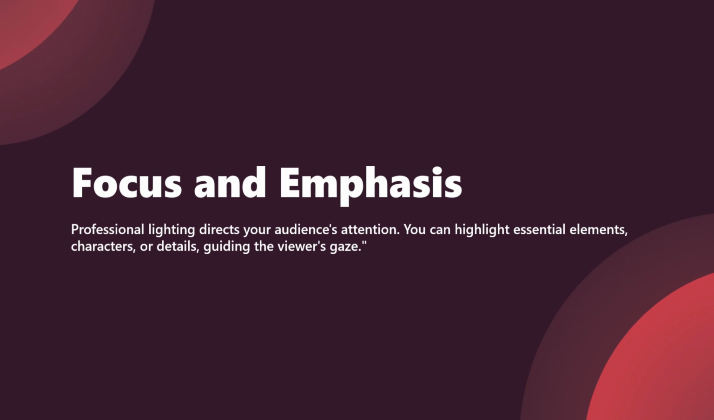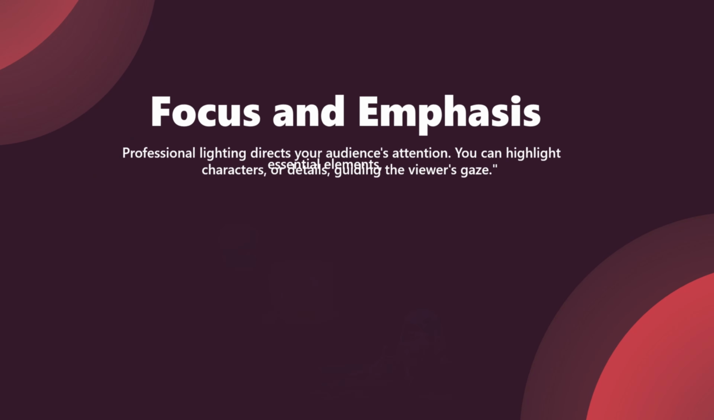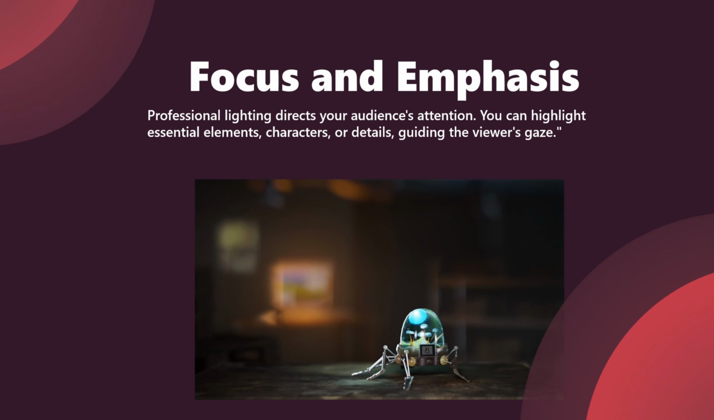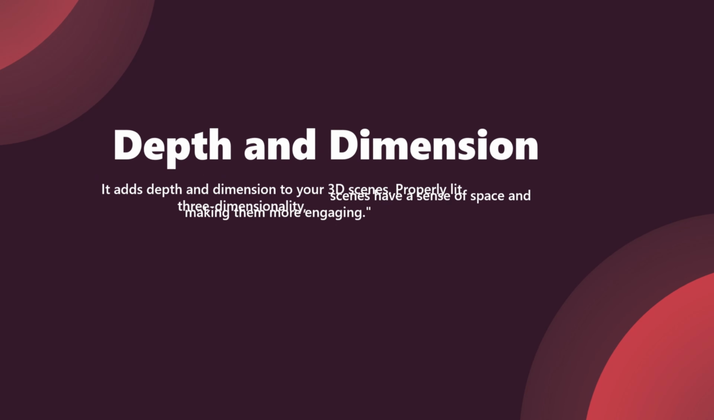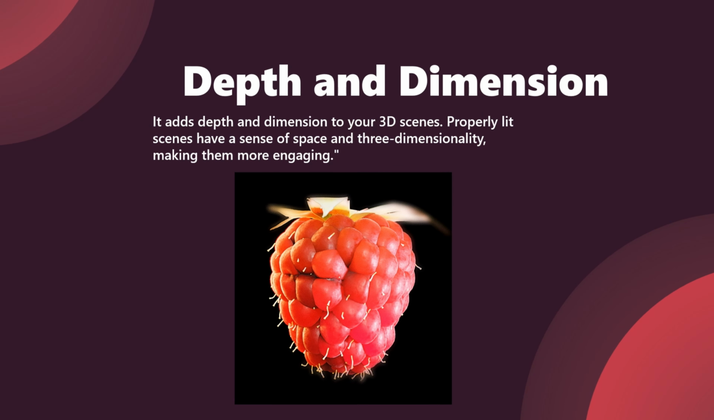Professional lighting directs your audience's attention. You can highlight essential elements, characters, or details, guiding the viewer's gaze. It adds depth and dimension to your 3D scenes. Properly lit scenes have a sense of space and three-dimensionality, making them more engaging.